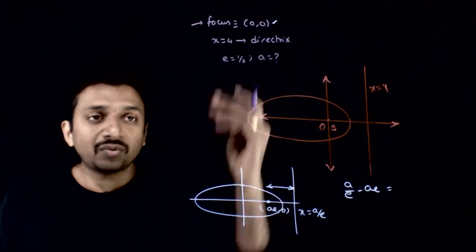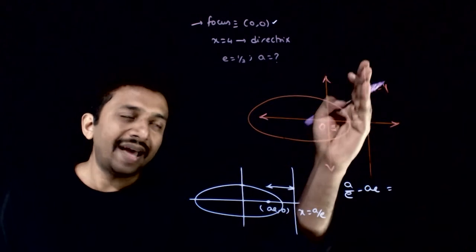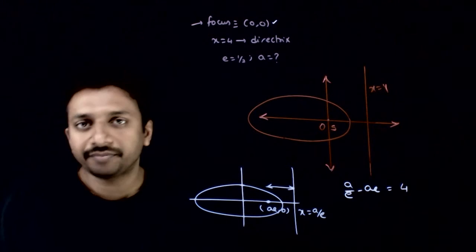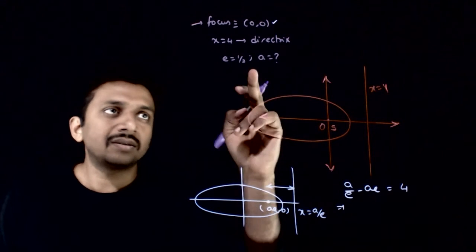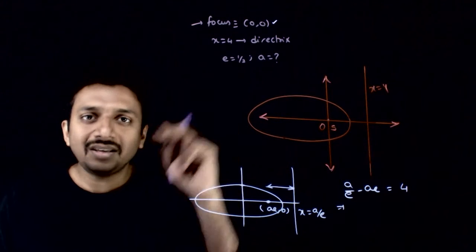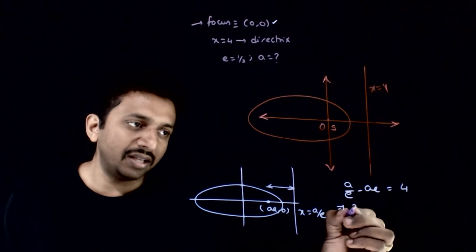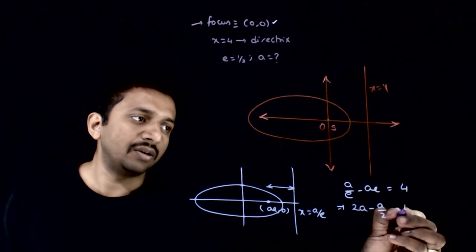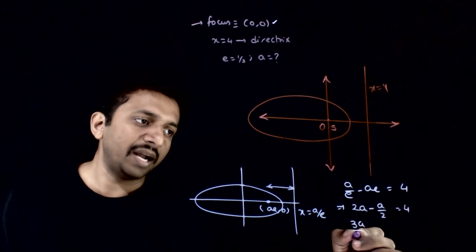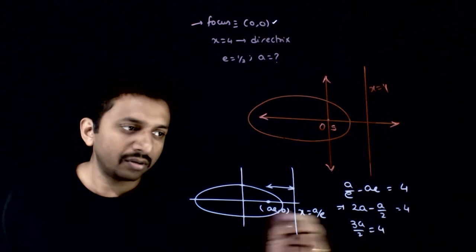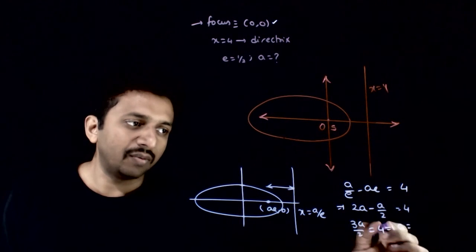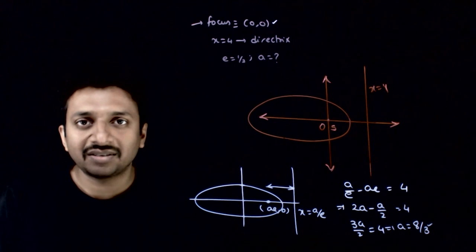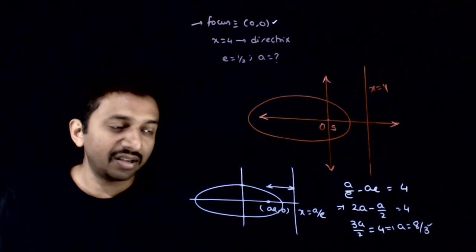And from this question, the focus is the origin and x = 4 is the directrix. So the distance is nothing but 4. So this implies, once you have this equation, e is given as half. So a/e is 2a, minus a/2, is equal to 4. 3a/2 is equal to 4. a is equal to 8/3, is the answer. So the semi-major axis of this ellipse is 8/3.